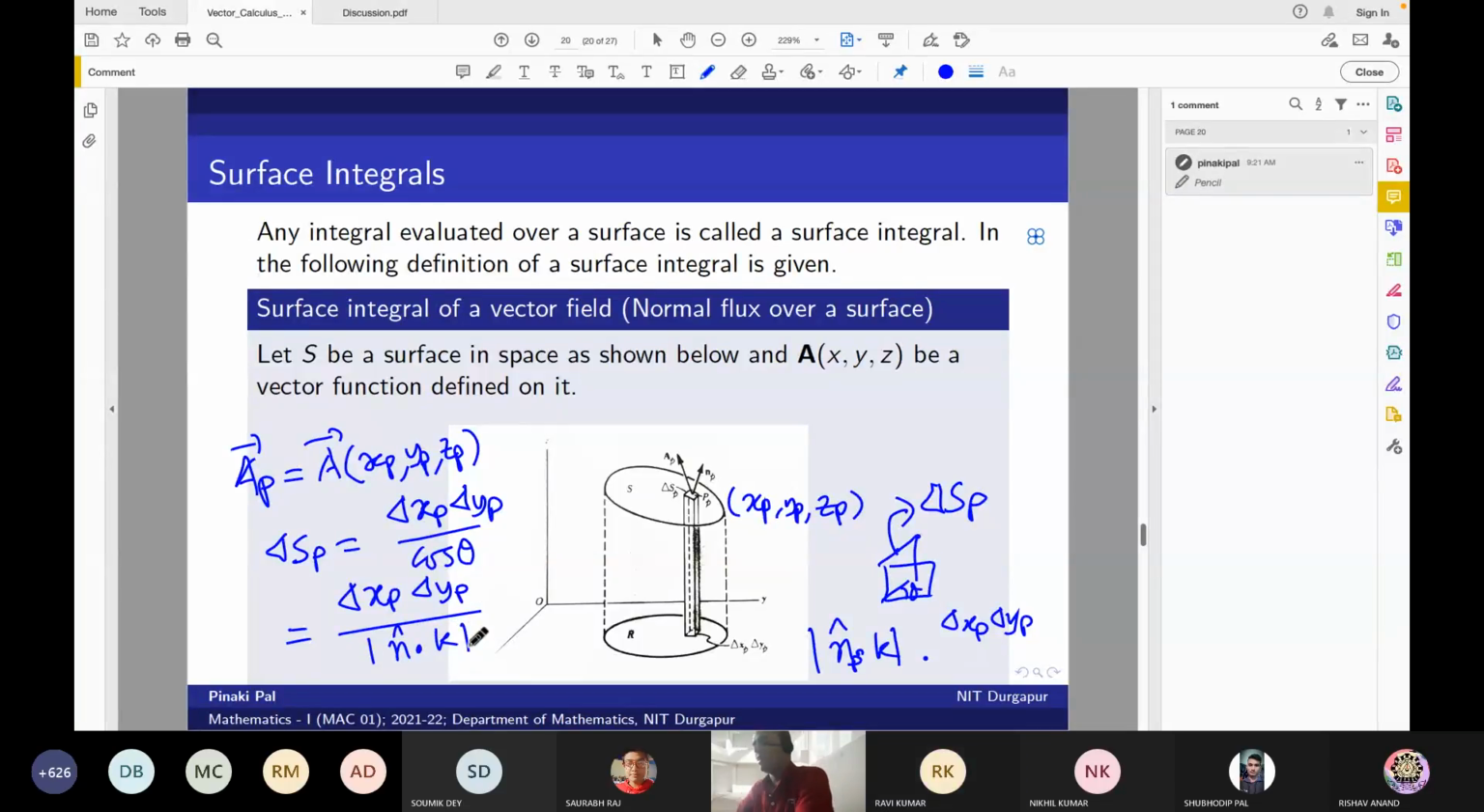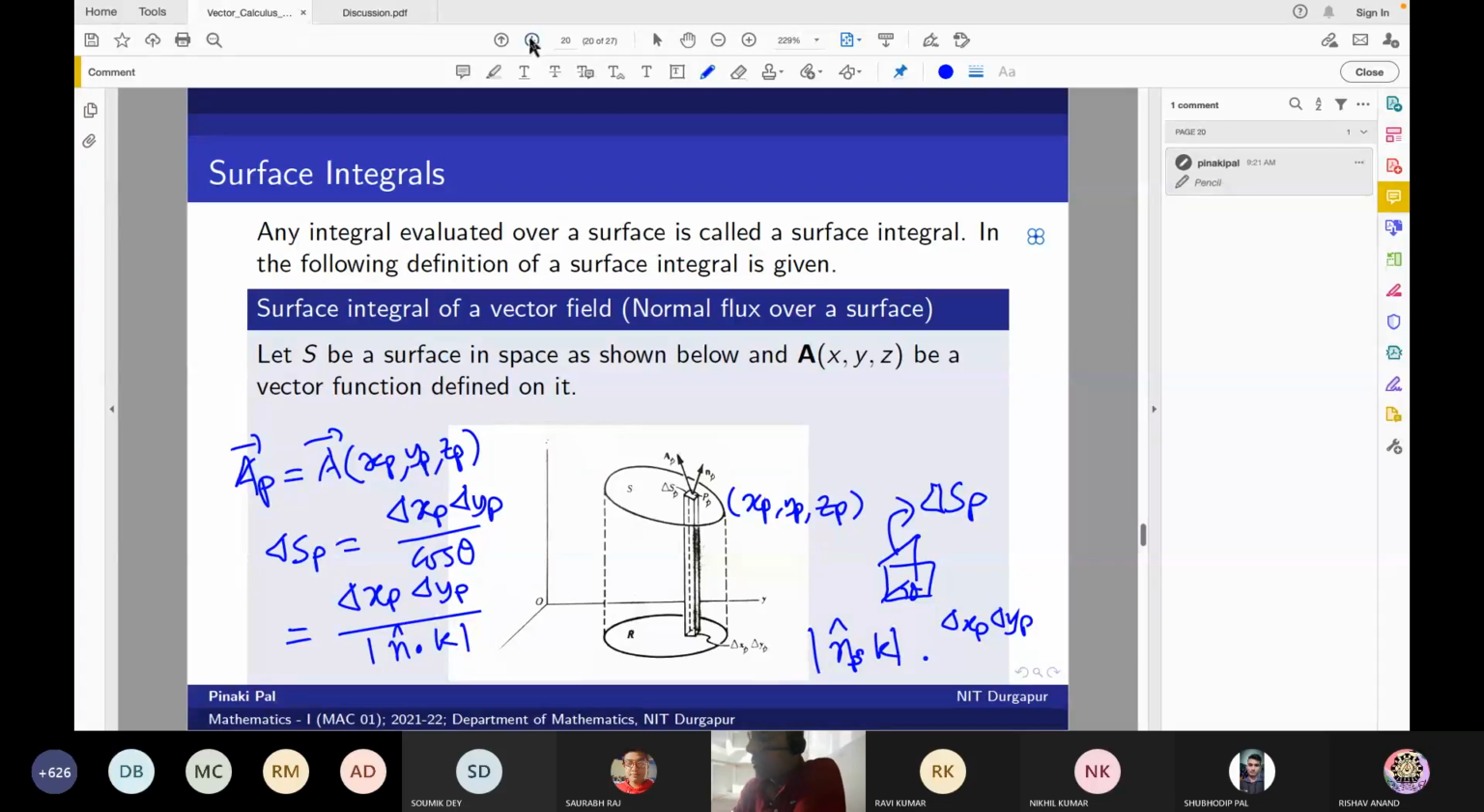Okay, it may be negative actually. It depends on the user. So instead of considering this NP in this direction, we could have taken NP in the reverse direction. In that case, we would have got this NP dot K as a negative number. So therefore, we have to take this mod, because delta S is an absolute number, and we have to connect it in this way.